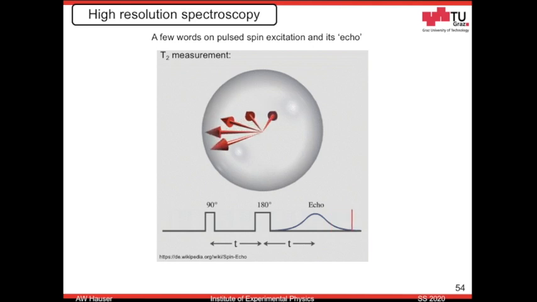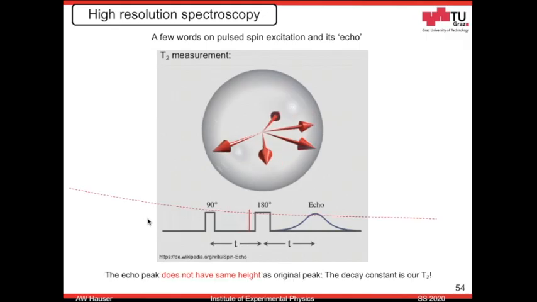Now, why is this so cool? The advantage of this thing is that we are able to compare the signal strength of the echo to the original value of the magnetization before we did the 90-degree pulse. So I'm just indicating this here in this graph. The peaks, if you look at the peaks over time, they won't have the same height. And from this decay, we can derive our T2.